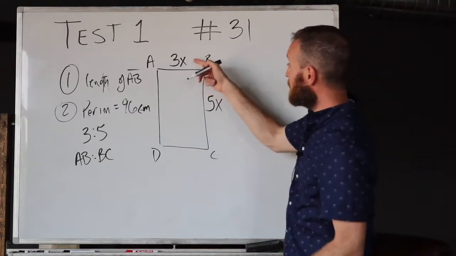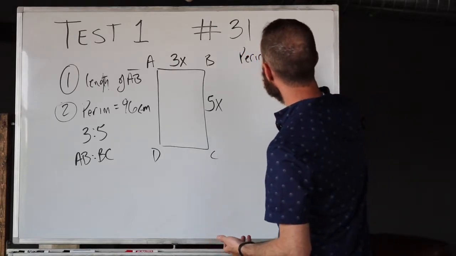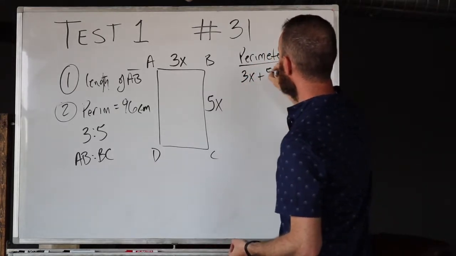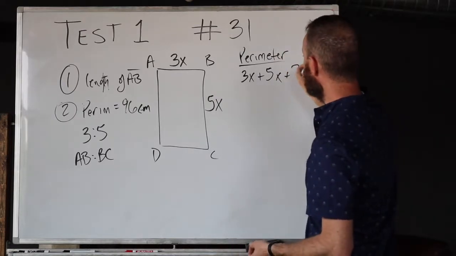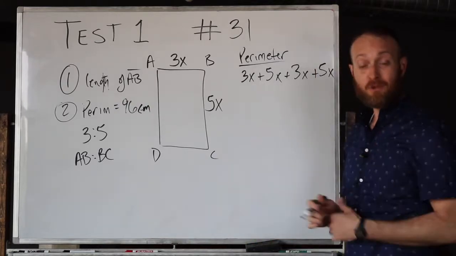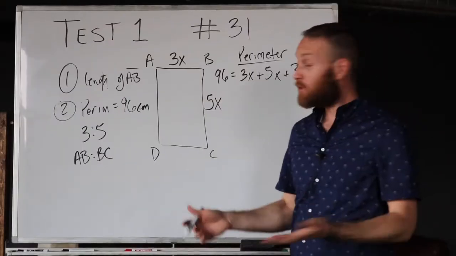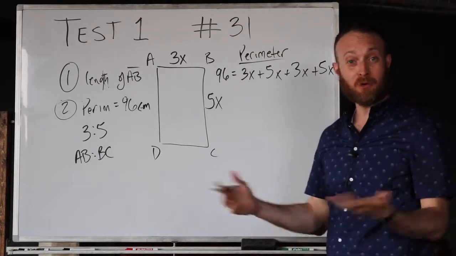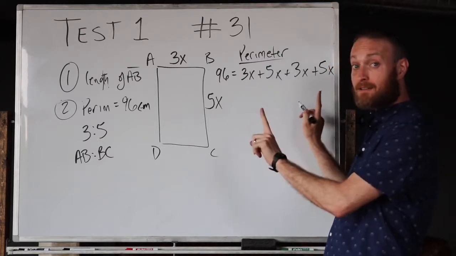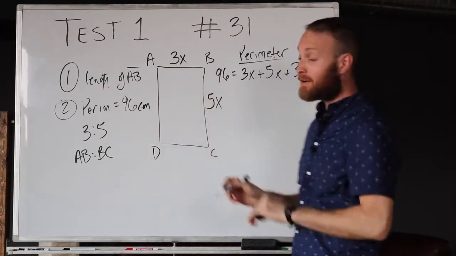Because what we know is that we can now find the perimeter in terms of x. So perimeter is going to be 3x plus 5x plus 3x, this is a rectangle, plus 5x. But we also know that perimeter is 96. So we've got a nice, simple, approachable algebraic equation to solve now. So we need to solve for x. Once we solve for x, don't forget, we're going to plug it in here because we're finding the length of AB. So x is in our final answer, but let's get x first.